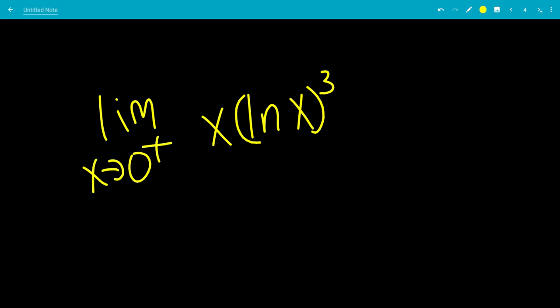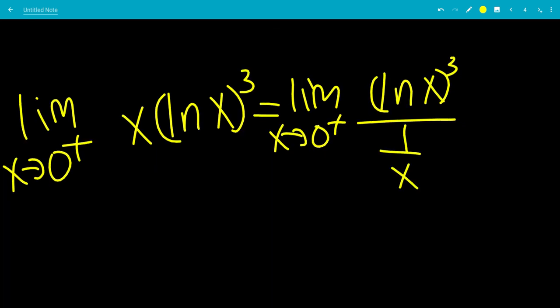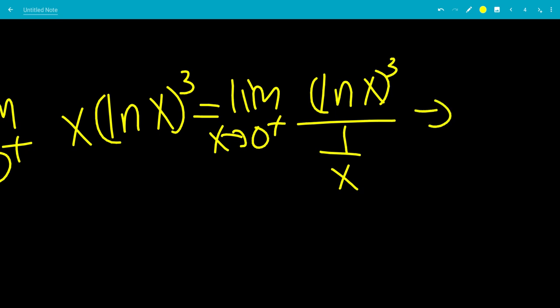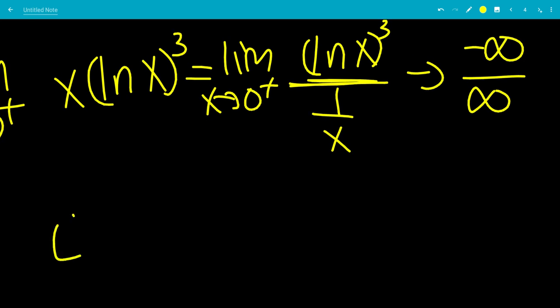So let's look at this. We have the limit as x goes to 0 plus of x times ln x to the third power. Okay, we're going to write this as the limit as x goes to 0 plus of ln x cubed on top, all over 1 over x. As x goes to 0 plus, the top will go to minus infinity cubed, but that's still the negative sign, and then all over, as we said before, as x goes to 0 plus, 1 over x goes to infinity. So this is a negative infinity over positive infinity. So we can do L'Hopital's rule again.